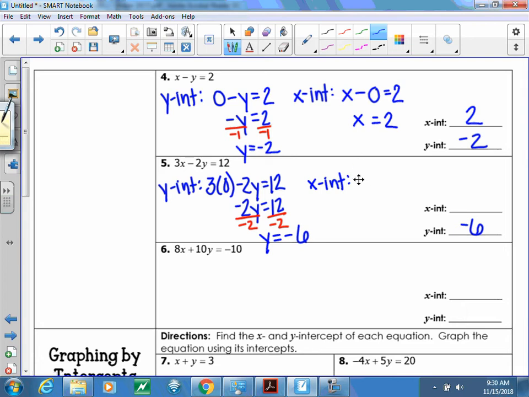X-intercept, we're going to set y equal to 0 and solve for x. So 3x minus 2 times 0 is equal to 12. 2 times 0 is 0. 3x minus 0 is 3x. So 3x has to equal 12. Divide by 3, and x equals 4.